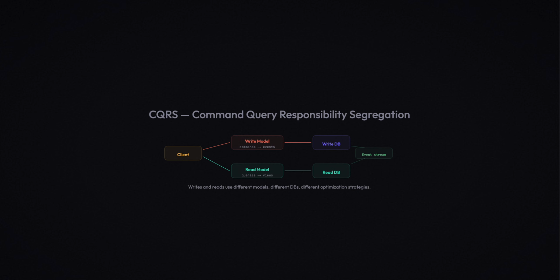CQRS, Command Query Responsibility Segregation. Separate the write path from the read path. The write model optimizes for writes, maybe an event log or a normalized relational schema. The read model optimizes for reads, denormalized, pre-computed views, maybe in a different database entirely. An event stream synchronizes the two. When a write happens, an event is published. The read model consumes the event and updates its views.